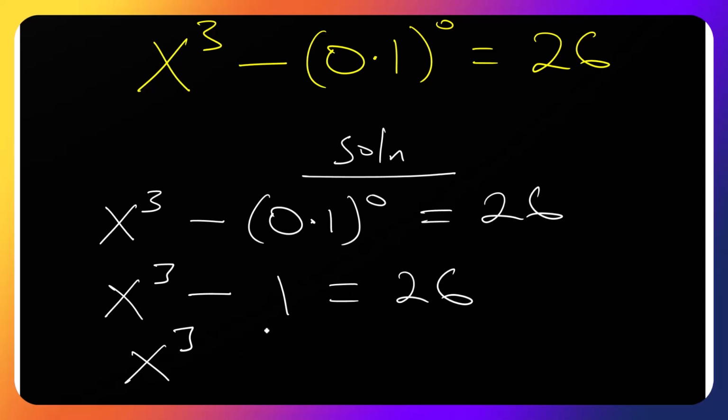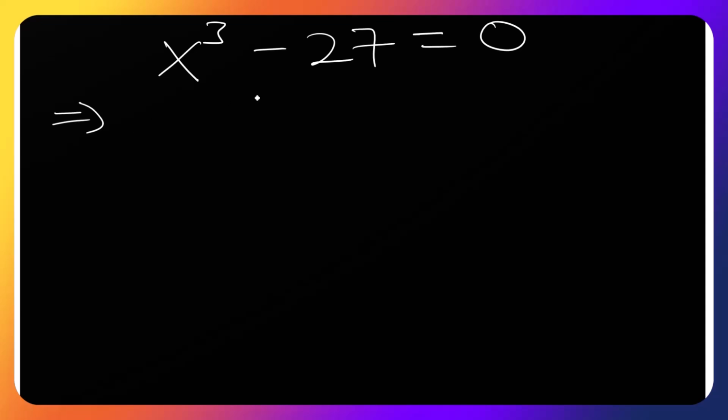Okay, or we can bring this one in. x cubed minus 1 minus 26 equals 0. So we have x cubed minus 27 equals 0. So this one is behaving as a difference of cubes. So x cubed minus 3 to the power 3, since 3 times 3 is 9, 9 times 3 is 27.